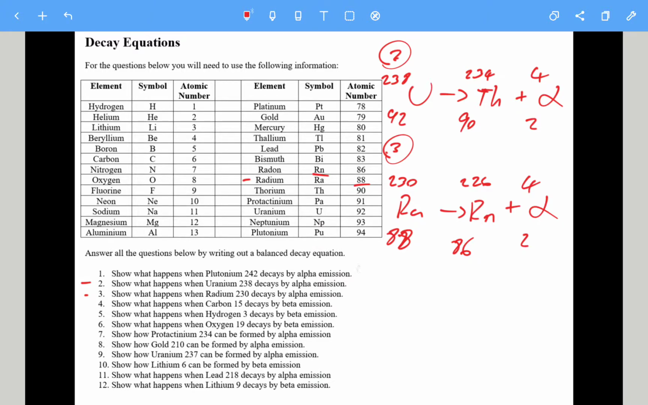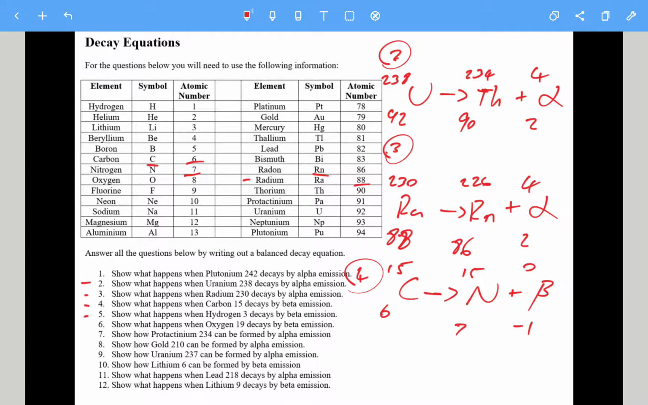Okay, so let's look at number 4. Show what happens when carbon-15 decays by beta emission. So carbon-15, and carbon has an atomic number of 6. It decays by beta emission, so I'm going to put beta, 0 and minus 1, from last lesson. And then just make them add up. Something plus 0 would obviously be 15. Something take away 1 to give 6 would be 7. What's got an atomic number of 7? That would be nitrogen.